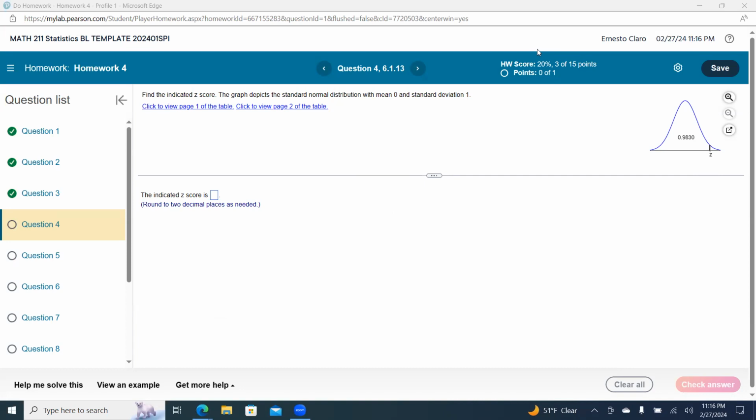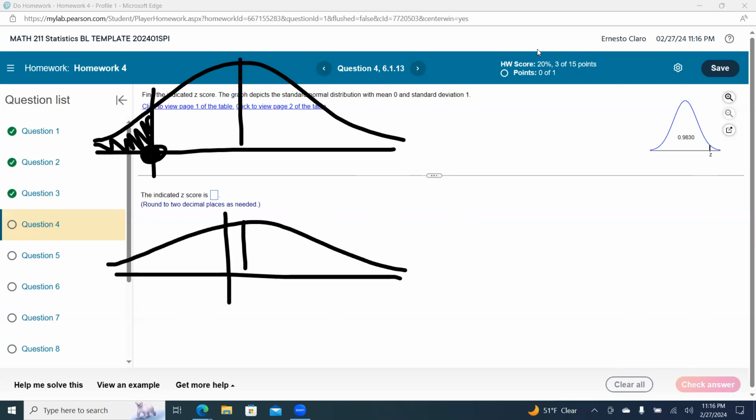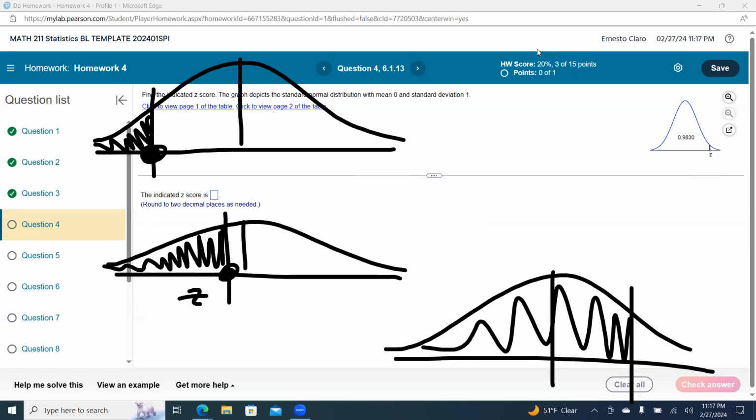So inverse norm does the area to the left. Inverse norm is not going to do area to the right. Inverse norm is what's left-tailed. So we have to input that shading, that probability, and it'll give us that Z or X value. The shading is the probability, and it will give us this X or Z value. And we can do anything to the left.